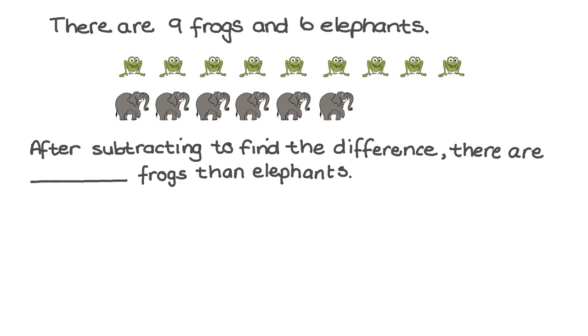There are 9 frogs and 6 elephants. After subtracting to find the difference, there are what frogs than elephants? In this question, we're being asked to compare the number of frogs and the number of elephants. We know there are 9 frogs and 6 elephants. So we have to find the difference between 9 and 6. We have to subtract 6 from 9.